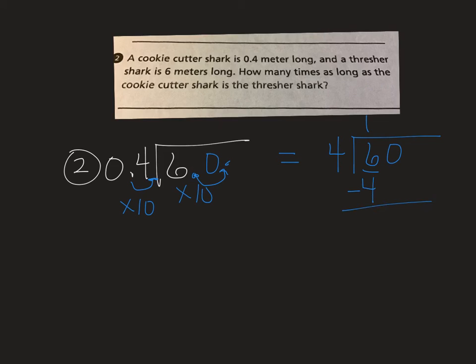How many 4s are in 6? 1 group of 4, and that leaves me with 2. I bring down the next digit. How many 4s are in 20? Well, 5 groups of 4. Happens to be 20. No remainder. So how many times as long as the cookie cutter shark is the thresher shark? It's 15 times as long, to use the language from the question in the answer.